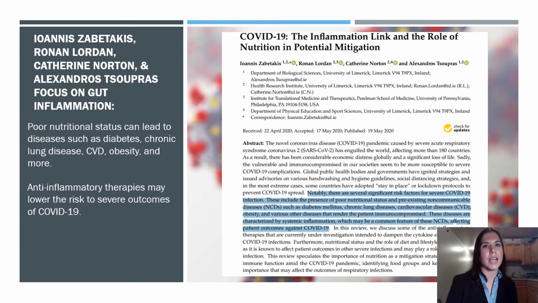Another paper I looked at was COVID-19, the inflammation link and the role of nutrition in potential mitigation. This was done by Ioannis Zapatakis, Ronan Iordan, Catherine Norton, and Alexandros Tsoupas. They focus mostly on inflammation and find that poor nutritional status leads to disease such as diabetes, chronic lung disease, cardiovascular disease, obesity, and more.